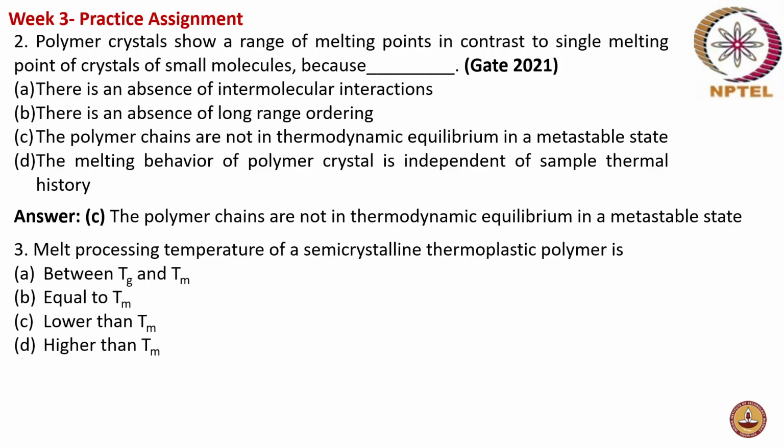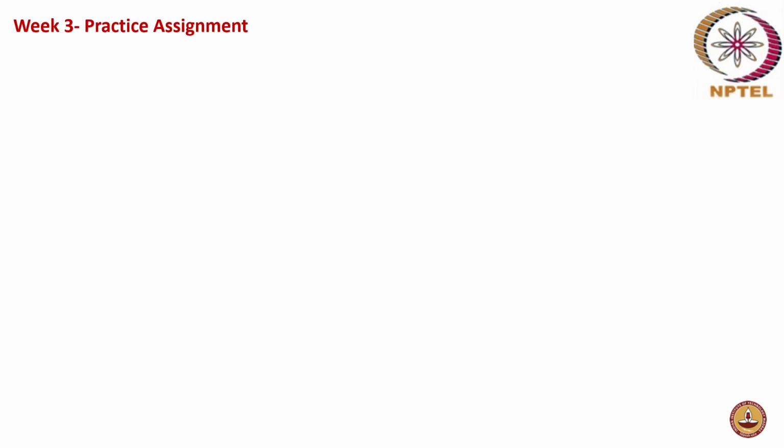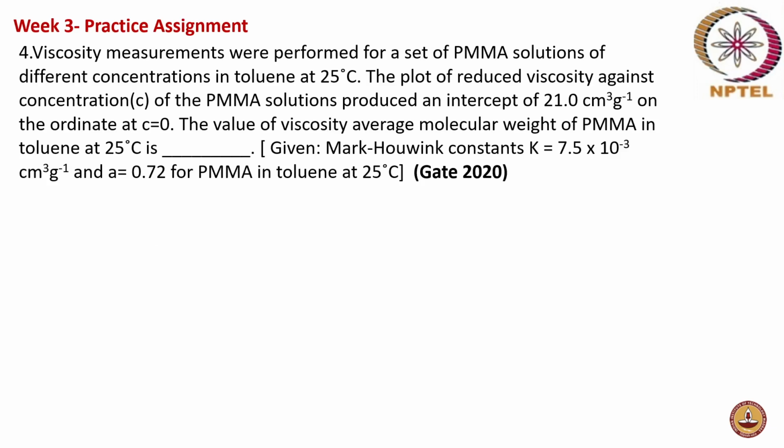Melt processing is always higher than the melting temperature. It's 20 or 30 degrees higher. Yes, you are right. It should be higher than your melting temperature. Not only for polymers, but any material. If you're going to process a solid material as a melt, obviously the temperature should be higher than your melting temperature. So it is right. Now let's go on to the next question.